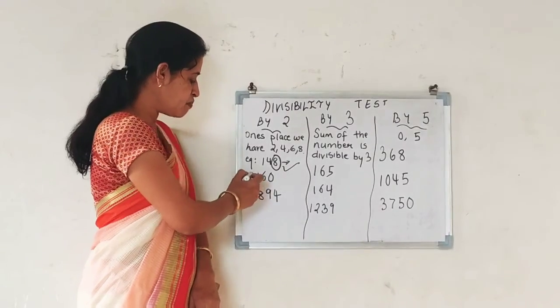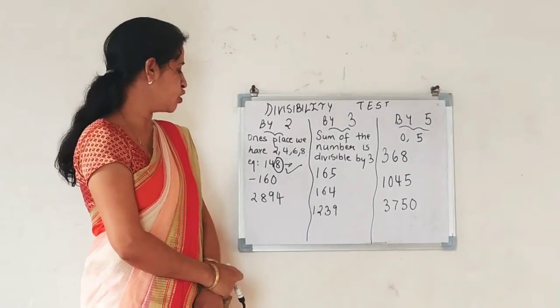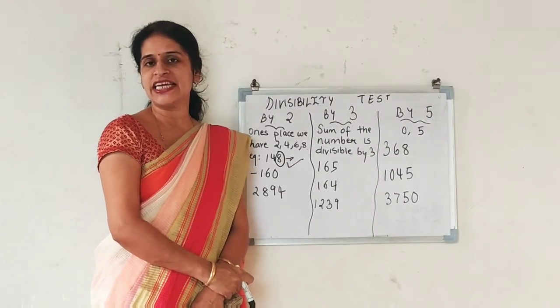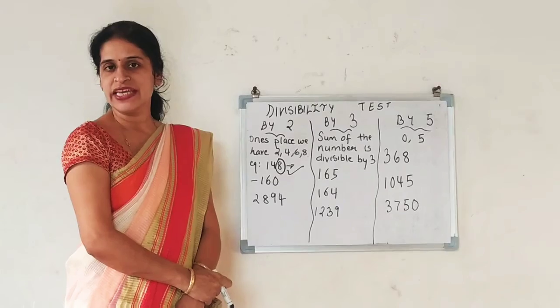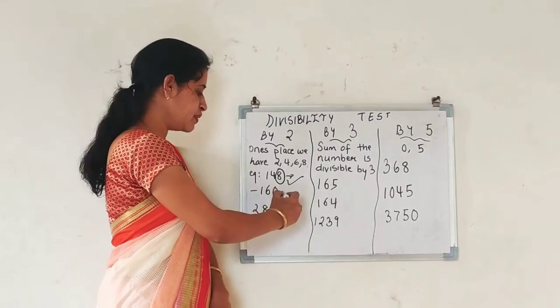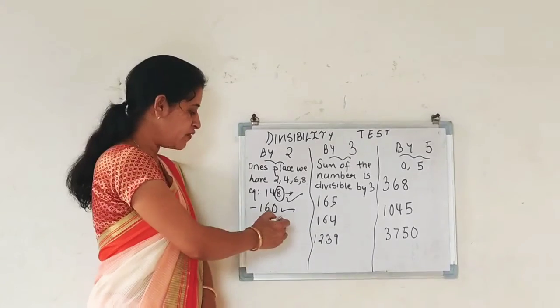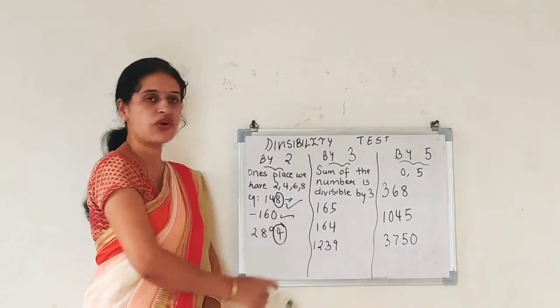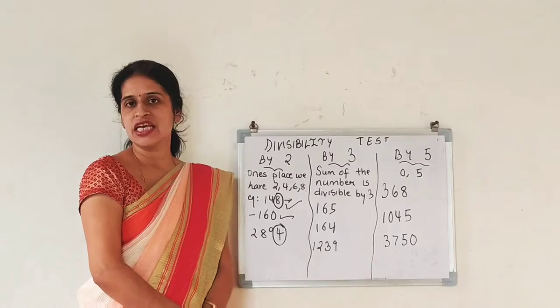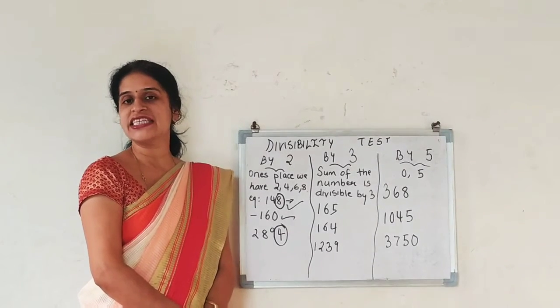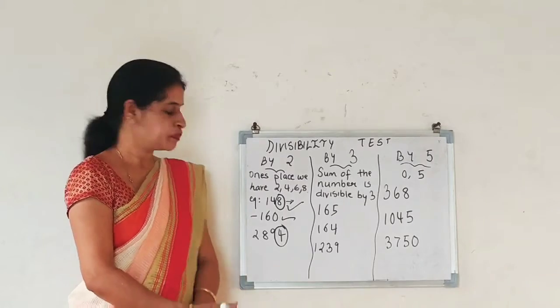In the next example, I have 160. Is 160 divisible by 2? Yes, it is divisible by 2. Next, 2894. What do we have? We have 4 in the ones place. When we have 4 in the ones place, it means it is divisible by 2.